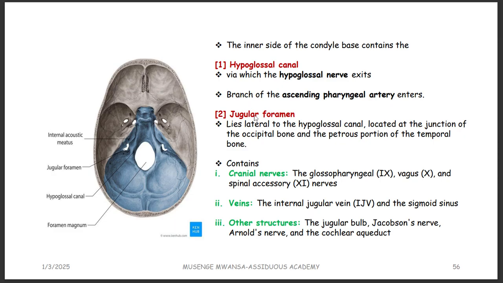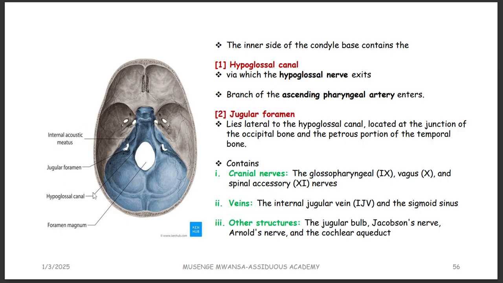The jugular foramen lies lateral to the hypoglossal canal, as you can see, and is located at the junction of the occipital bone and the hard part of the temporal bone. We call that the petrous part of the temporal bone. Okay. And it is actually in this canal where you are going to have cranial nerve number 9, cranial nerve number 10, and cranial nerve number 11 passing.